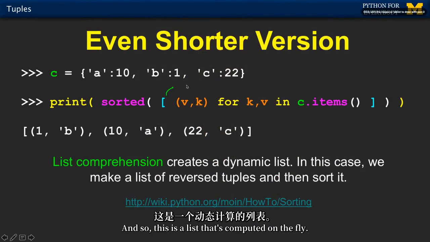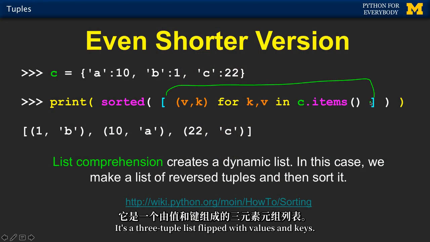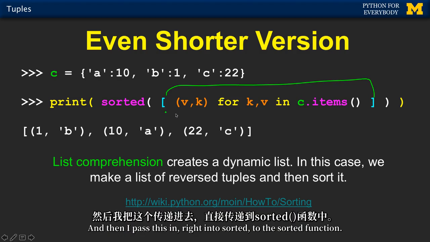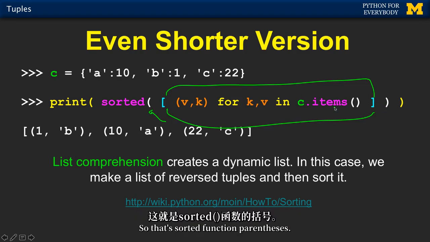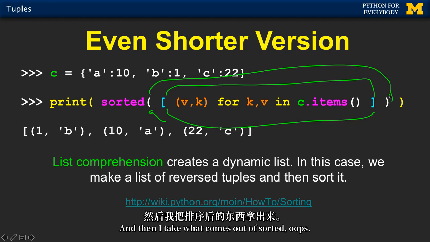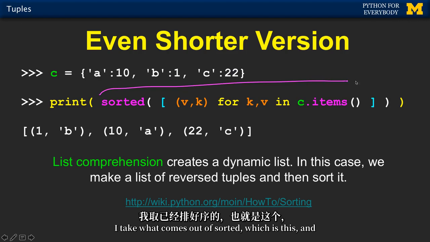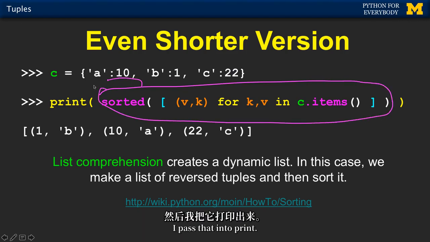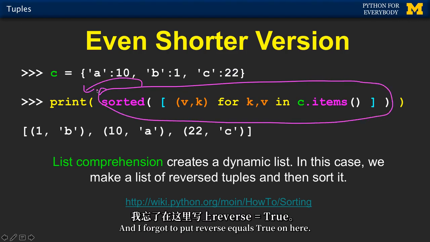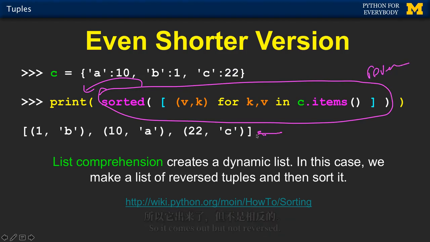And so this is a list that's computed on the fly. It's a three-tuple list flipped with values and keys. And then I pass this right into the sorted function. So that's sorted, parentheses. And then I take what comes out of sorted, which is this, and I pass that into print. And I forgot to put reverse equals true on here. So it comes out, but not reversed. It's value key, but not reversed. So you get the idea.